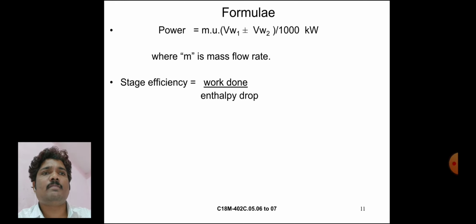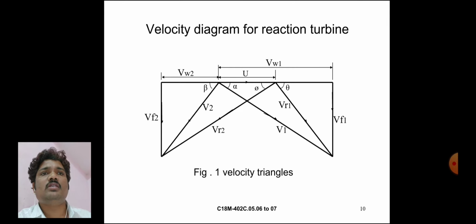In this figure, the velocity diagram for a reaction turbine, these values are V1, V2, VR1, VR2, VW1, VW2, and the angles alpha, beta, phi, theta. U is the blade velocity. Theta is the inlet angle or nozzle angle, phi is the outlet angle.